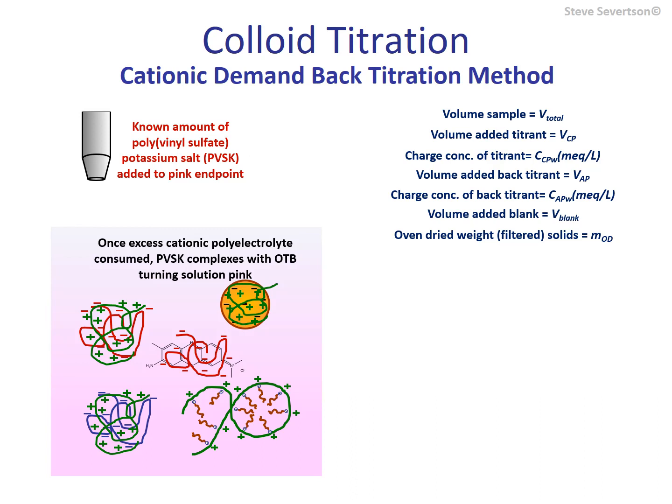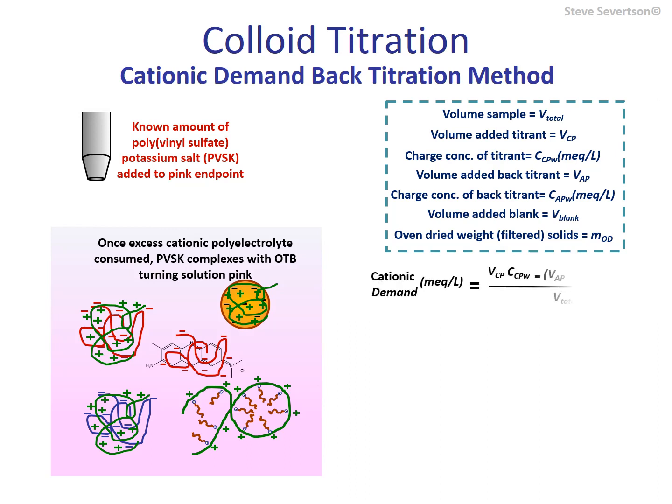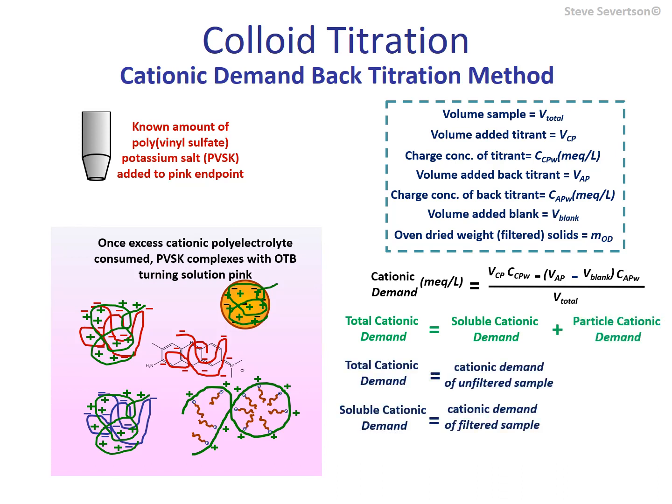Also, characterization of cationic demand by solid components requires determination of the oven-dried mass of suspended solids. Here, calculation of cationic demand using the added volume of the blank, titrant, and back titrant is shown. The total cationic demand in a colloid is broken down into two contributions: the soluble cationic demand from the dissolved polymers and surfactant species, and the particle cationic demand. Finding these requires a titration of the entire colloid or suspension and its titration subsequent to filtration.